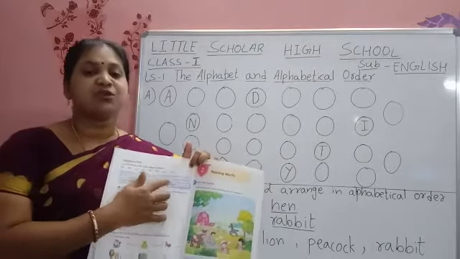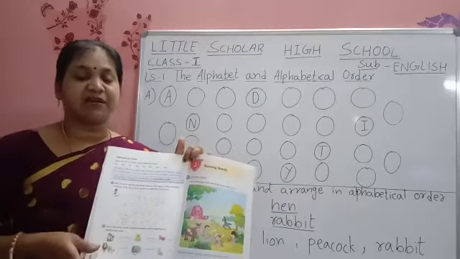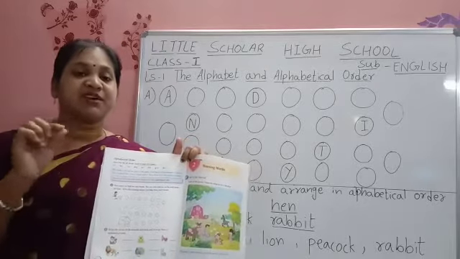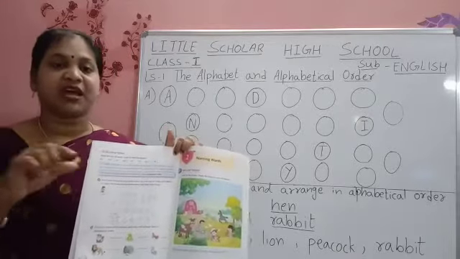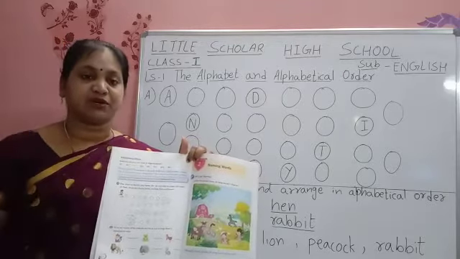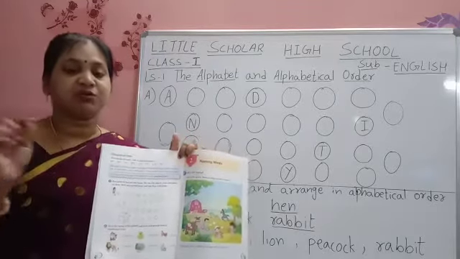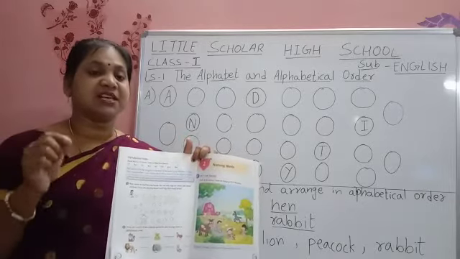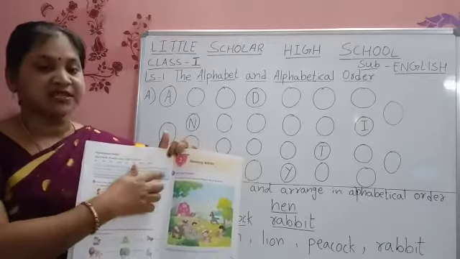Is it clear, children? In the same way, you can write your family members' names in alphabetical order. First you write your family members' names on top, then see which letter comes first in the alphabet, you choose that letter, and you should write that name first. Understood, children? You write all the family members' names on top, and from that, first you underline all the first letters and check which letter comes first in the alphabet. Write that name. Is it clear? This is known as alphabetical order.